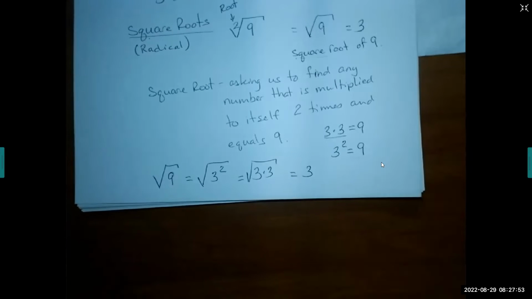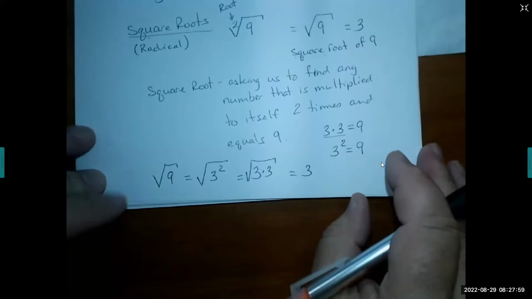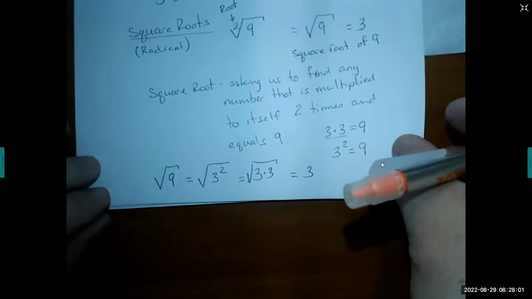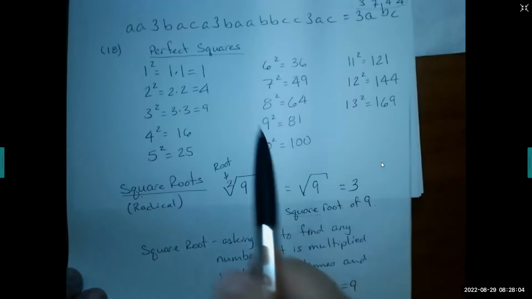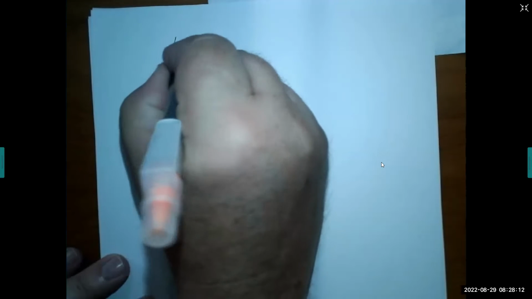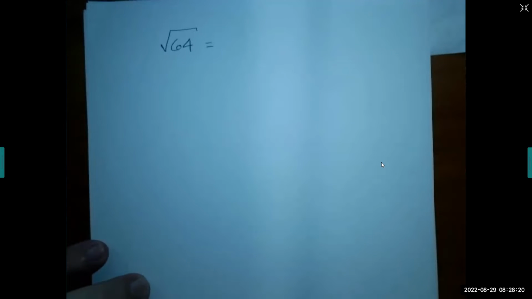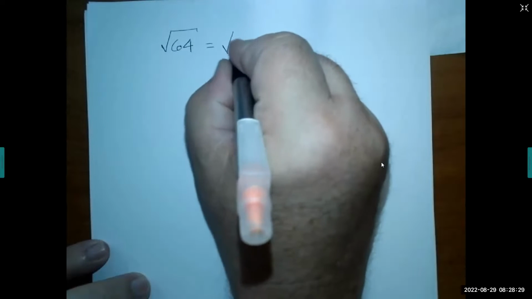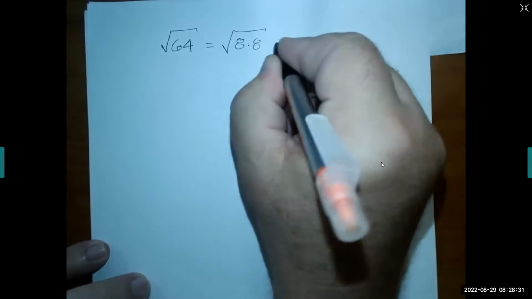That's the reason I asked you to find the perfect squares first. Remember the perfect squares? These? So if I asked you to find the square root of 64, what would you tell me? Why is it 8? Right, because 64 is made up of 8 times 8.